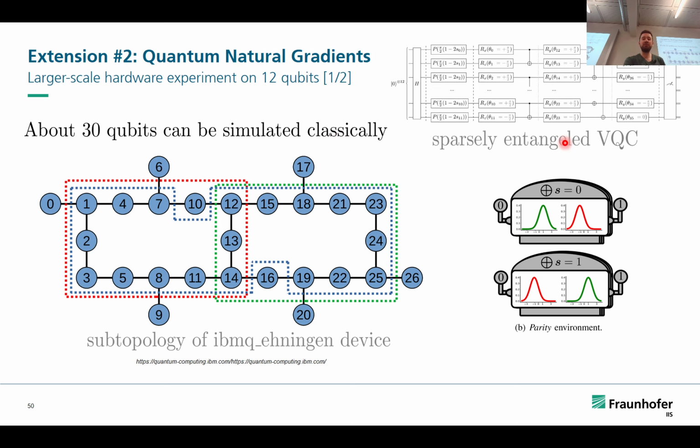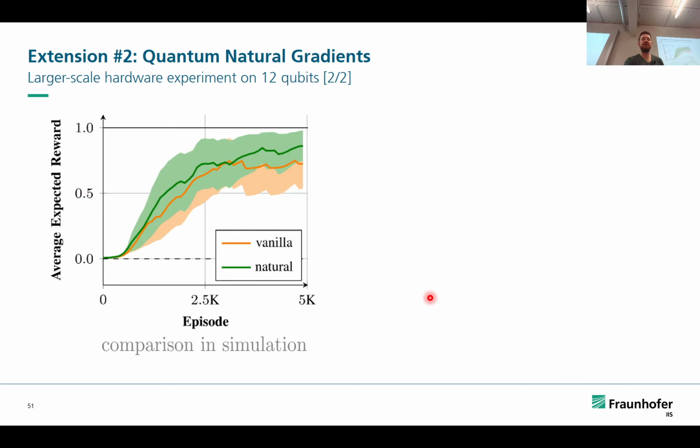So we used this 12 qubit circuit for this contextual bandits environment, and we compared in classical simulation the natural and the vanilla gradient update, and it turns out here that the natural gradient is just faster. The difference is not that significant for this environment, but if you keep in mind that the big bottleneck for the algorithm is the computing of first order gradients, and second order gradients are very cheap, I think this improvement is still very good.